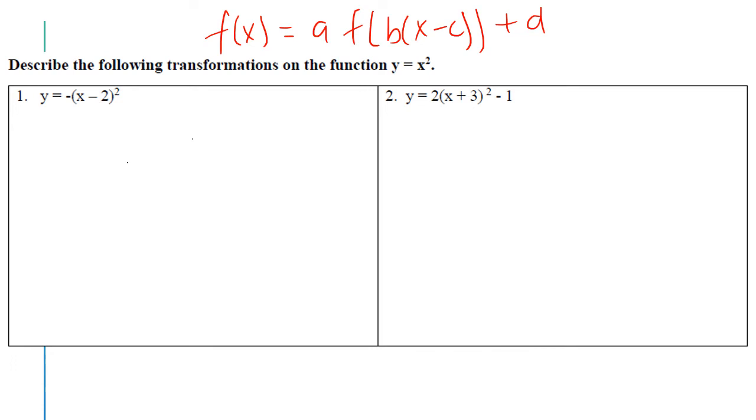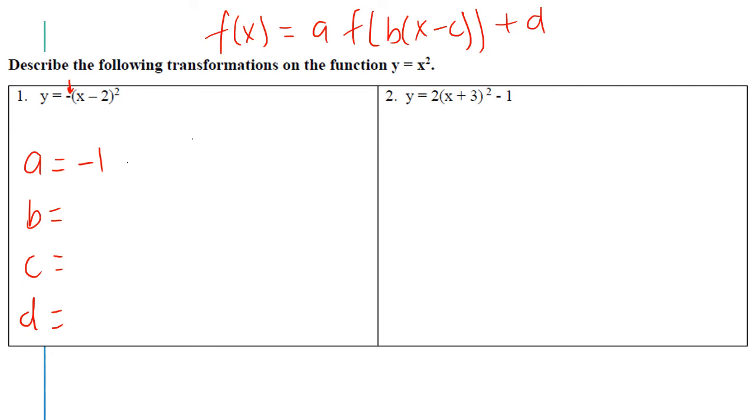So let's look at this function. So we have y equals negative x minus 2 squared. So we're going to list out a equals, b equals, c equals, and d equals. A is what's affecting your output, what's on the outside of the function. And in this case, it would be this negative sign, which means that it's a negative 1. B, is there anything being multiplied to my x?